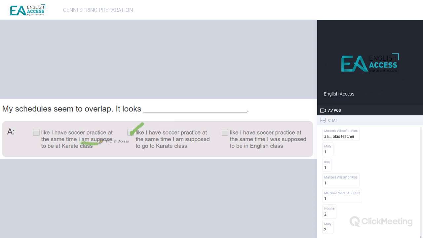Because in the number one, we say, I am supposed. No, you're missing a D here because you need supposed with D. This is correct. I am supposed. And this one is not correct because it says I am supposed. It seems is in present, so I am supposed. No, I was supposed. Good.